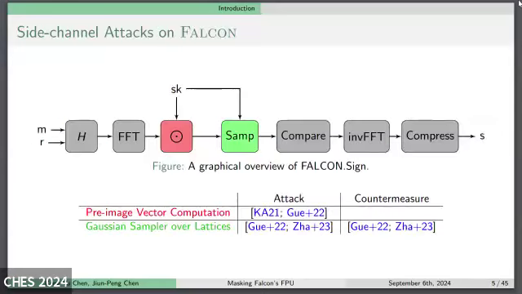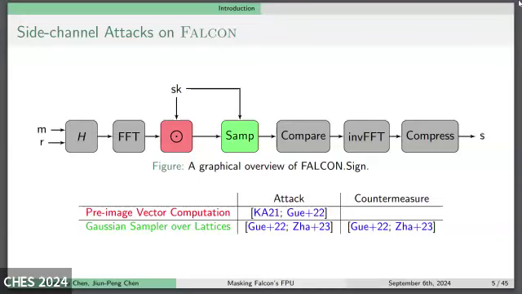Here is a rough diagram of Falcon's sign algorithm. As you can see from the left, the message M and random source R are first sent to a hash function. Then they go through a transform, then further functions, and finally output a signature vector S. In the middle, there are two colored boxes, the red one and the green one. These are places where the secret key plays a role, which also implies side-channel attacks could happen there.